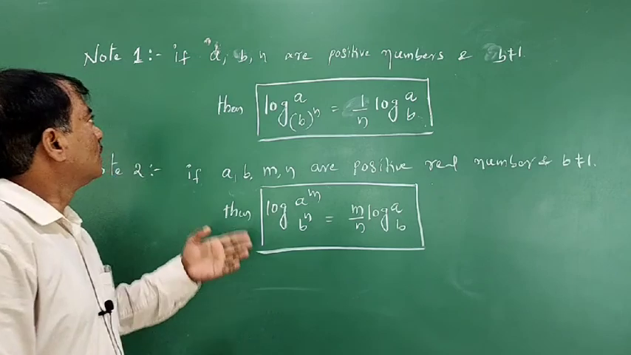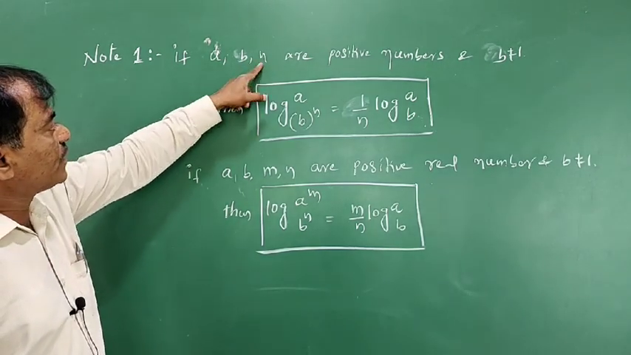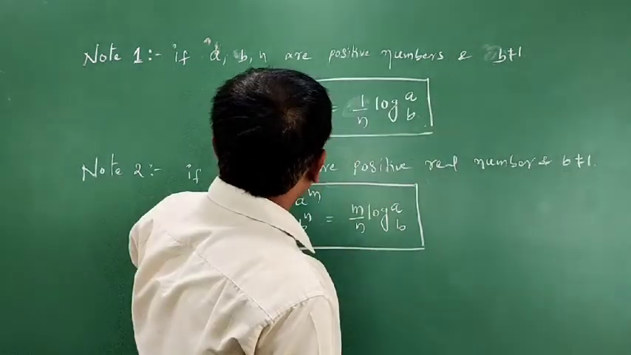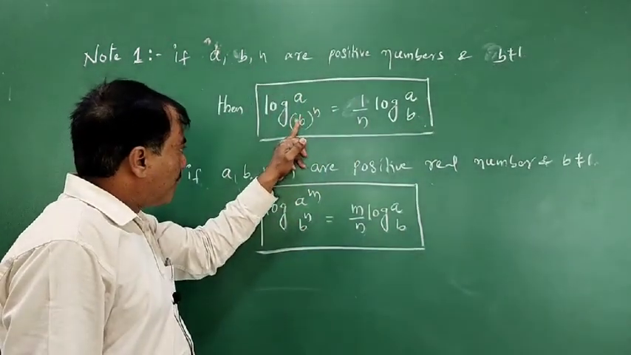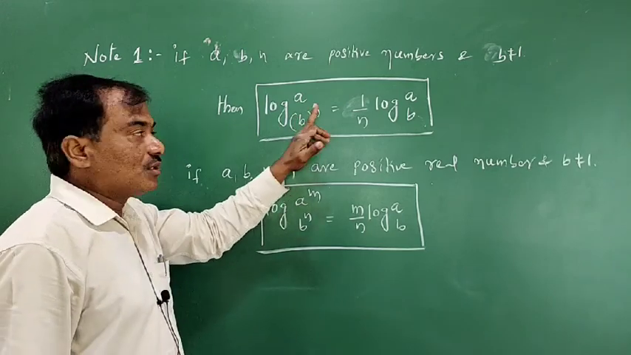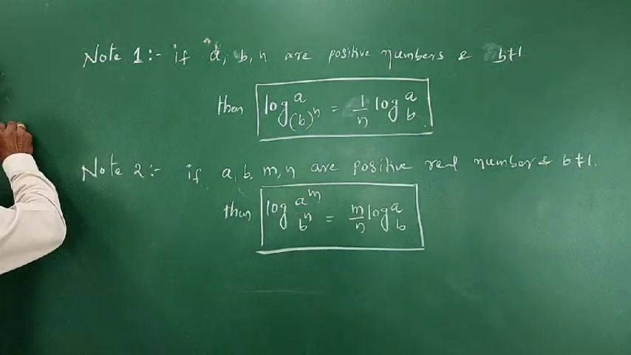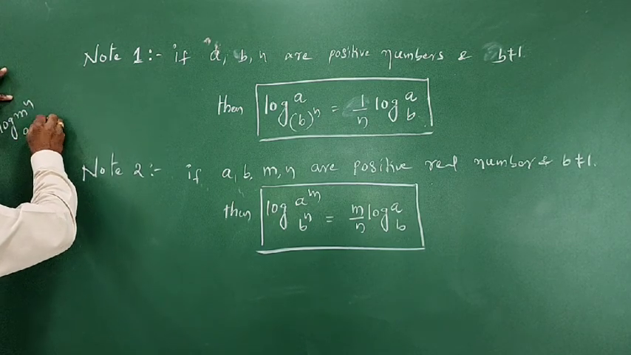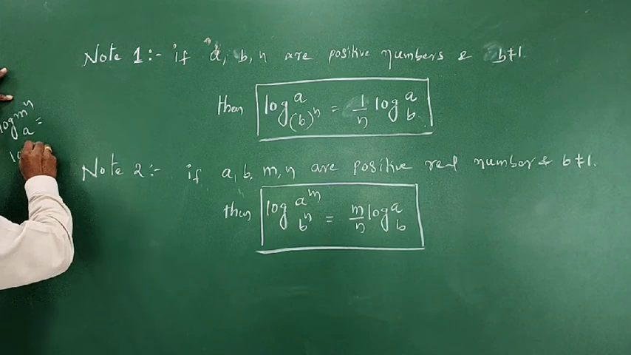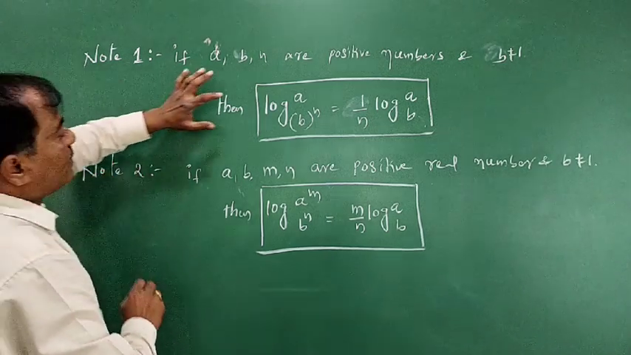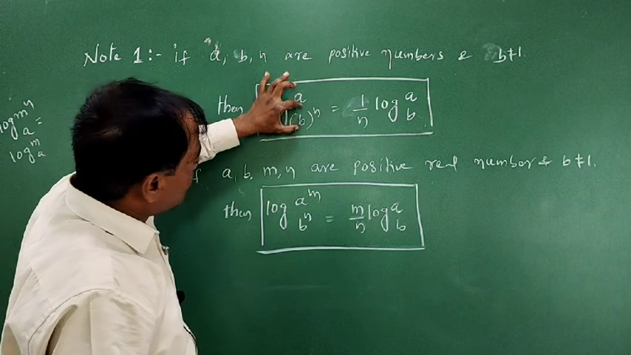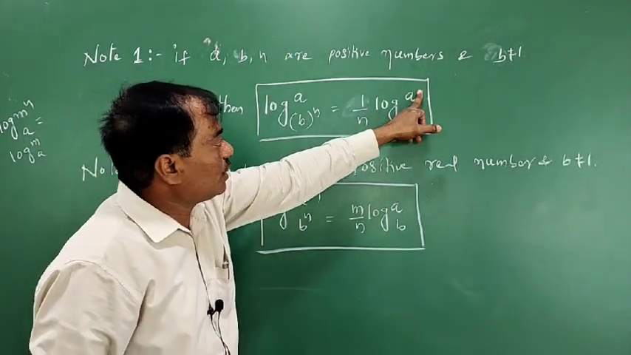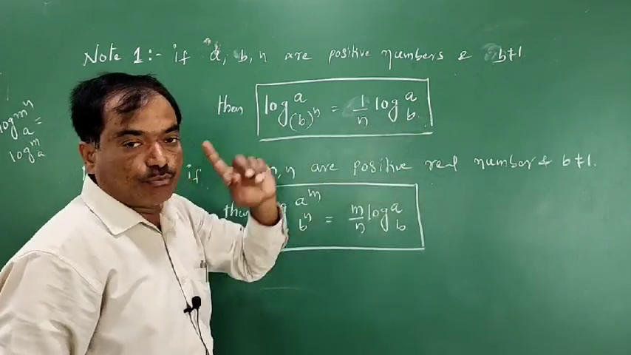Note one: if a, b, n are positive real numbers and b is not equal to 1, then log a to the base b to the power of n is equal to 1 by n log a to the base b. Similar to the earlier cases where we had m to the power of n to the base a. This is the important note.